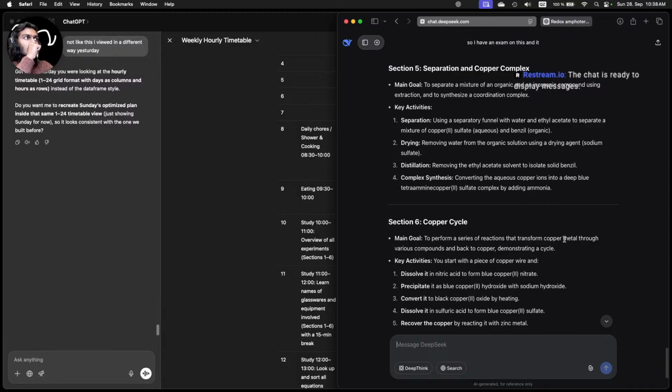Removing water from the organic solution using a drying agent. That was anhydrous sodium sulfate.